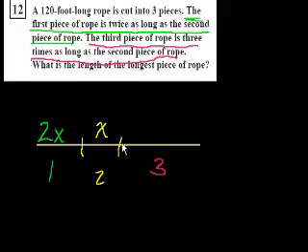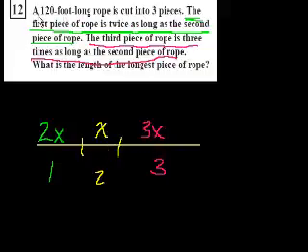So this is the third piece of rope here. It's 3 times as long as the second piece of rope, so it's 3x. And they say, what is the length of the longest piece of rope? All right, so let's think about it. If I add up all of these segments, what do they add up to?